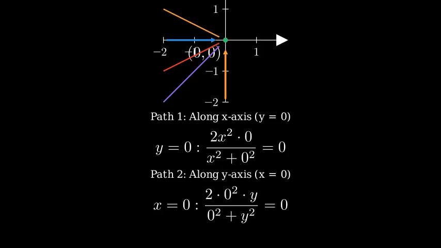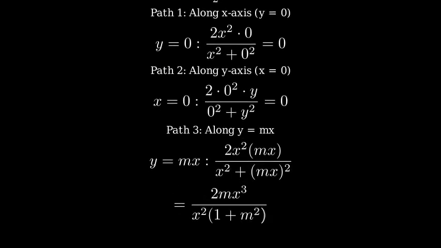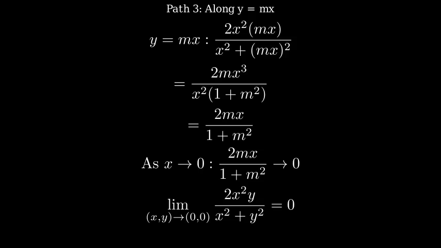Substituting x equals 0, we get 2 times 0 squared times y divided by 0 squared plus y squared, which is also 0. Finally, let's check along the line y equals mx, where m is some constant. Substituting y equals mx, we get 2x squared times mx divided by x squared plus m squared x squared. Simplifying, we get 2mx cubed divided by x squared times (1 plus m squared), which equals 2mx divided by 1 plus m squared. As x approaches 0, this expression approaches 0 for any value of m. Since we get the same limit, 0, along all paths, we have strong evidence that the limit is 0.